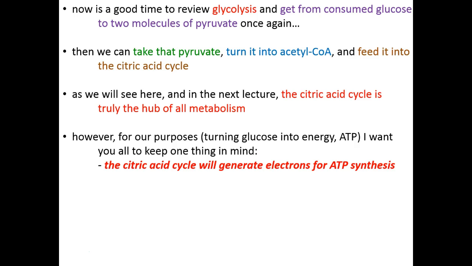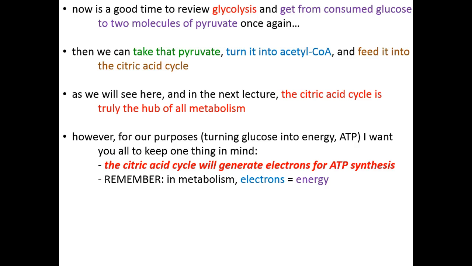It is one step getting from glucose to ATP production, and I want us to always keep that at the fore. The other roles that the citric acid cycle plays in metabolism are important, but no more important by any means than its role in harvesting electrons from glucose.